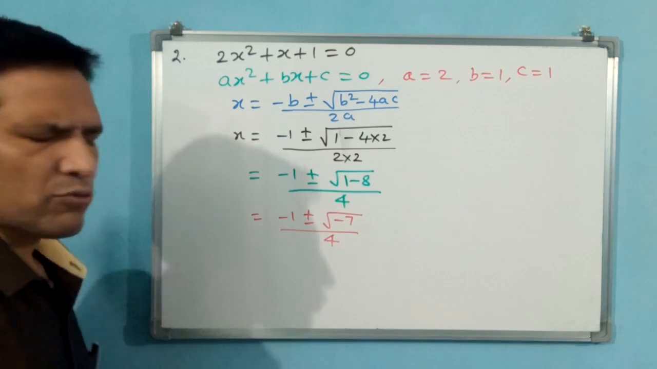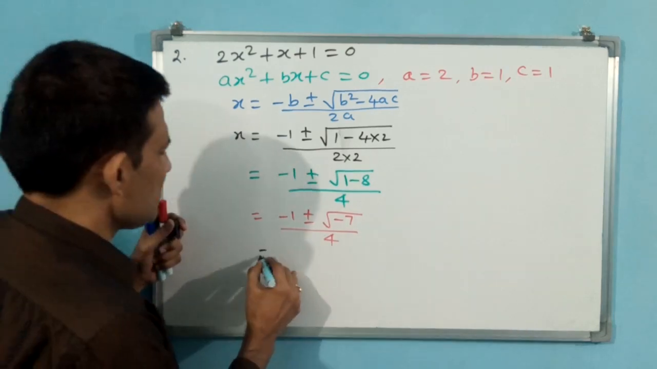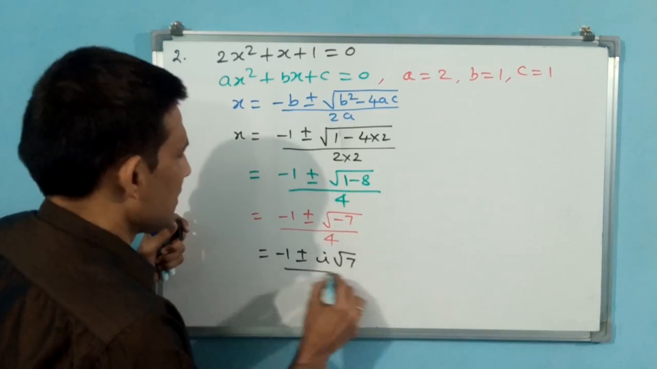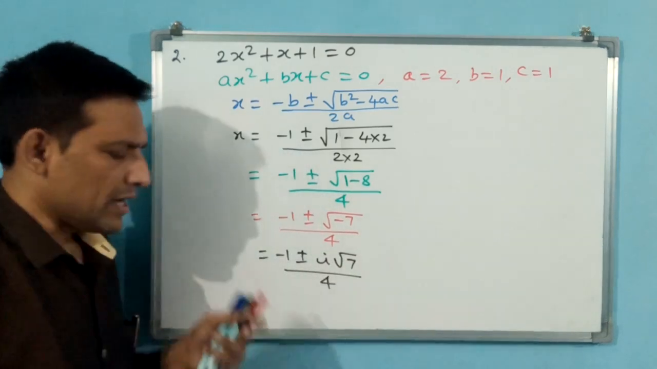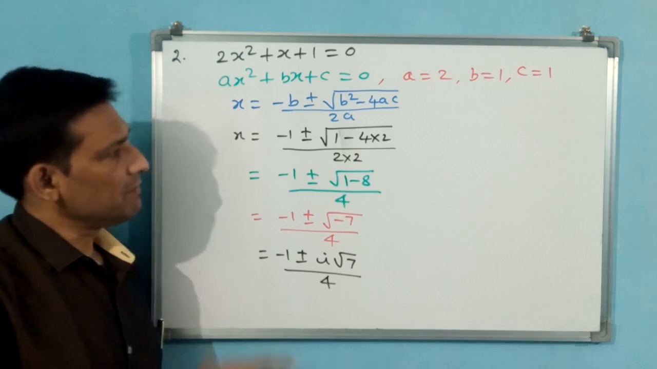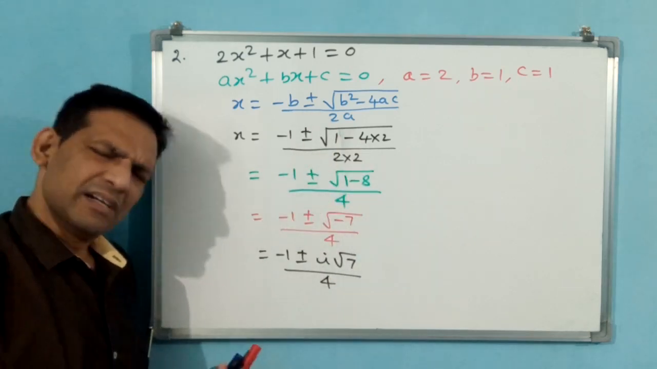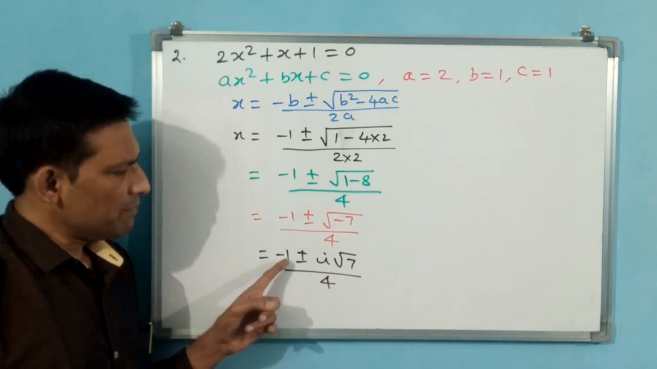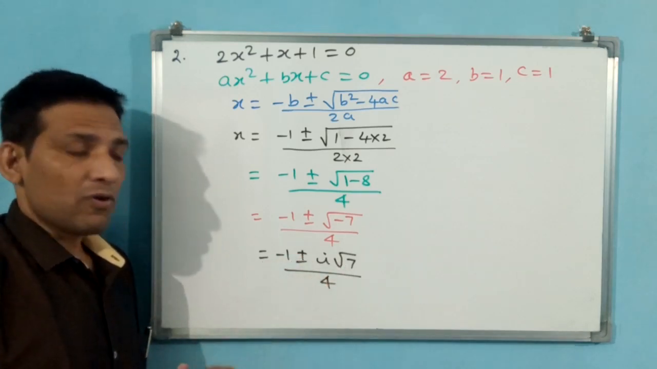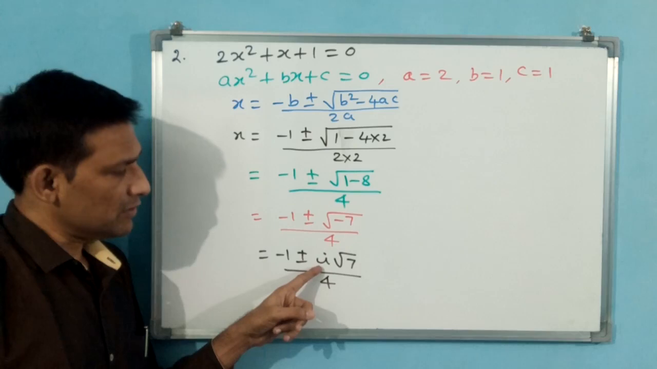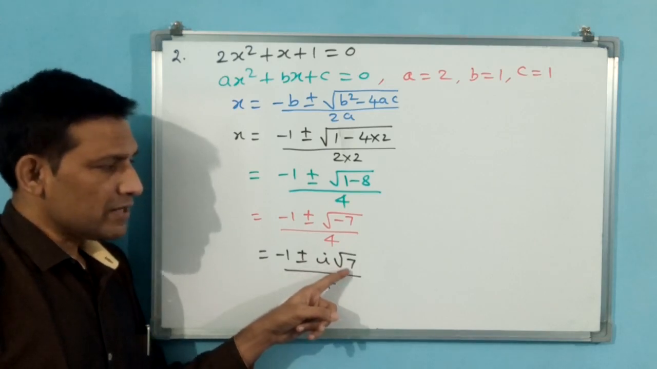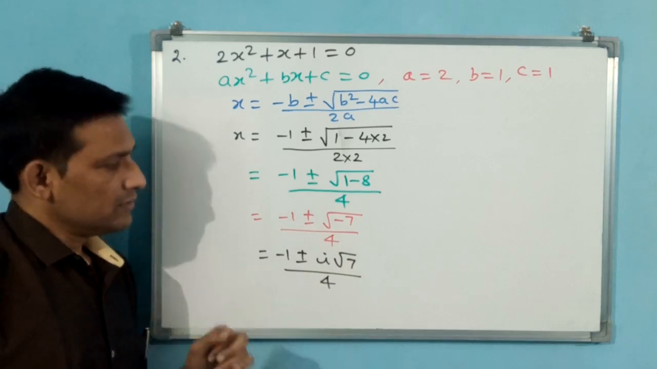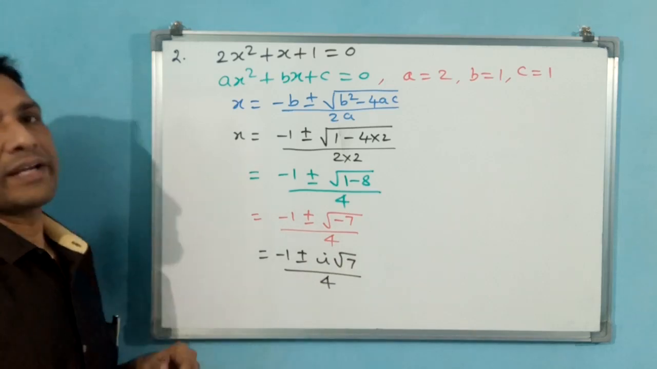Why? Because square root of minus 7 normally, directly what you can write? You can write like this: i root 7 by 4. Why? Because you avoid one step. Even here I have increased some steps, not required. Directly you can write also. Okay, 1 plus or minus i root 7 by 4. i means square root of minus 1. Square root of minus 1 means minus 1 into 7 under root, minus 7. Okay, this will be the answer for your second question.